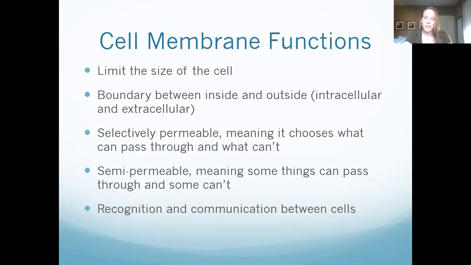There are a couple different jobs of the cell membrane. One is to just limit the size of the cell. Another is to just create a boundary between the intracellular, or the inside of the cell, area and the extracellular area, which is outside of the cell. The cell membrane is selectively permeable, which means it selects or chooses what can pass through it and what can't. It's also referred to as semi-permeable, which just means that some things can pass through it and some can't. And then it's also important for both recognition and communication between cells.